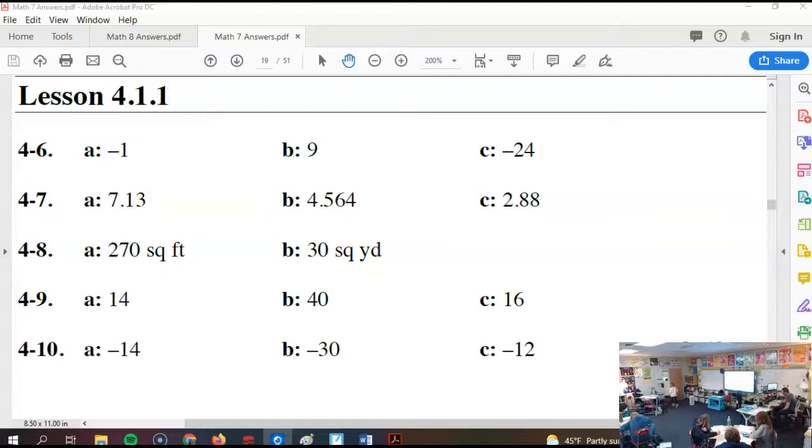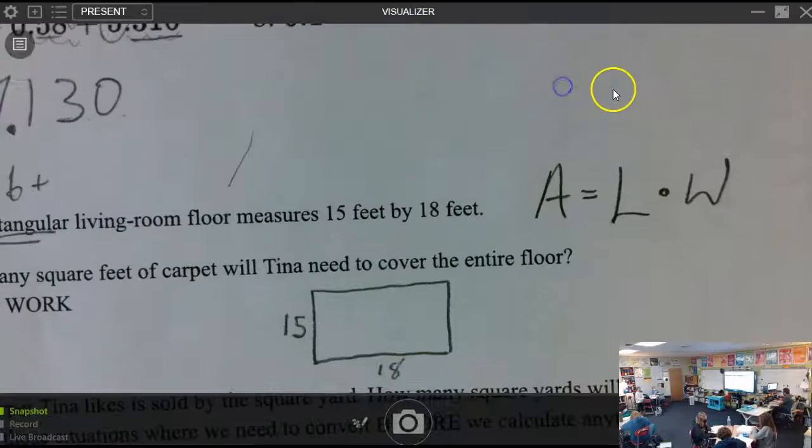I got 47B. C as in cat. Not B as in bat.